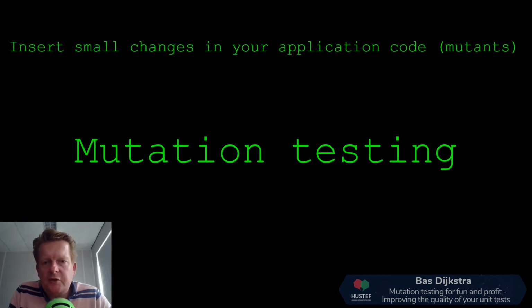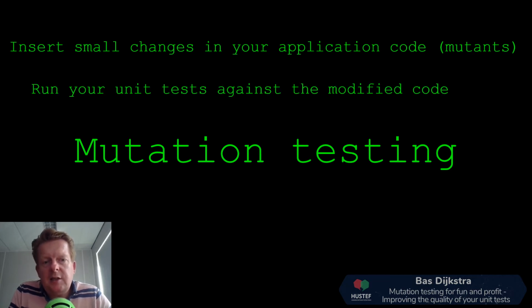So what mutation testing tools do is they insert small changes in your application code, or in mutation testing terms, they generate mutants. A mutant is a copy of a specific method or a specific class in your application code with a small change. So that can be an inverted Boolean in a condition, for example, or a change in a comparison operator, or maybe a call to a different piece of code that is removed. So these are just some of the changes that mutation testing tools can apply to your code.